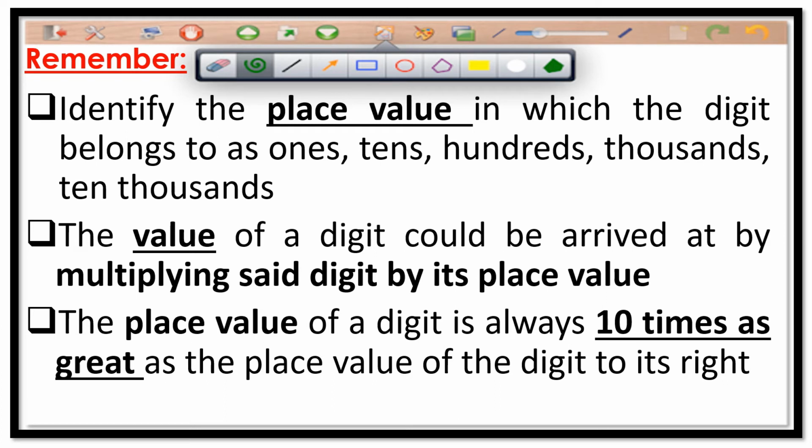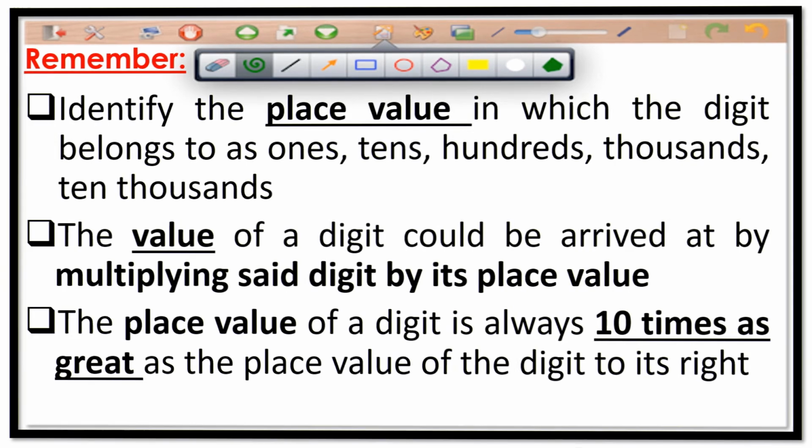The place value of a digit is always 10 times as great as the value of the digit to its right. So, 10 times siyang higher. Mula sa ones times 10, kaya tens. Tapos 10 times 10, hundreds, and so on. I-multiply mo lang ng tens.